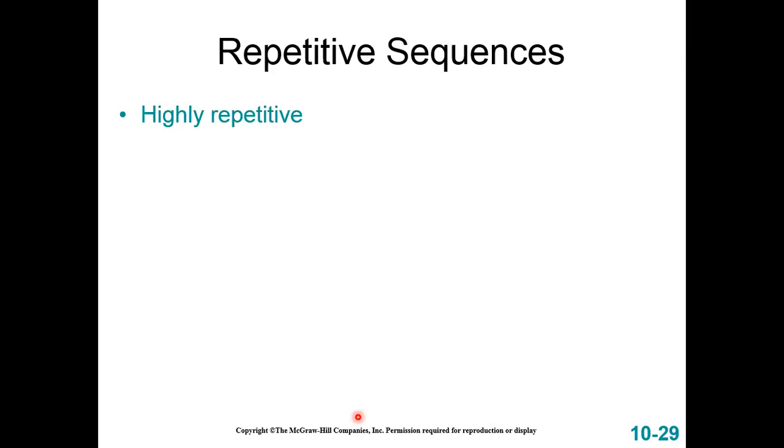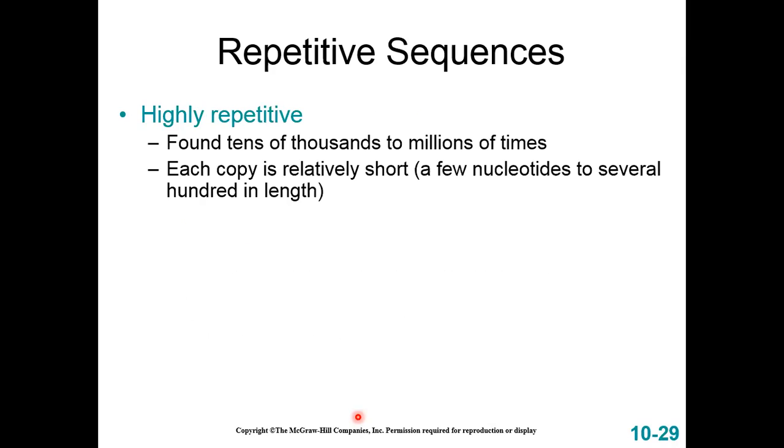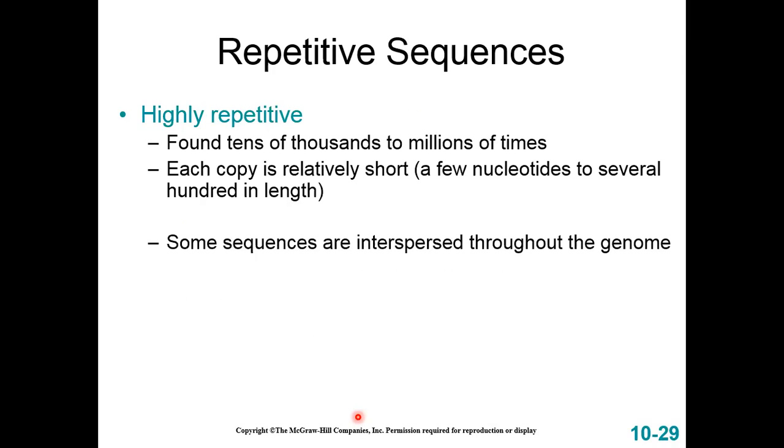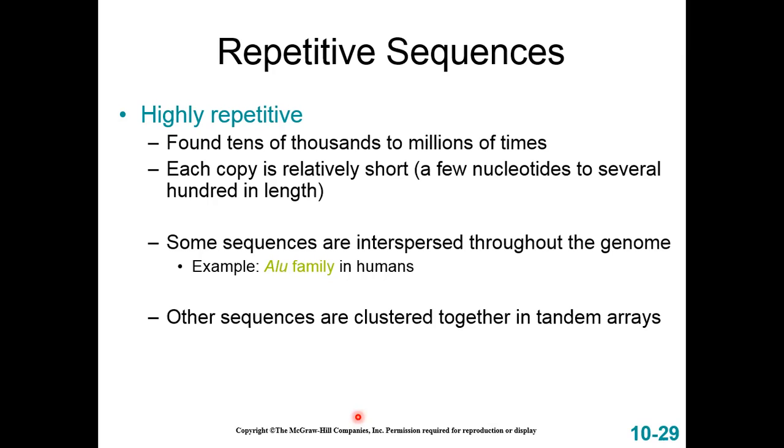Now, the last one is the highly repetitive sequences. They repeat tens of thousands to millions of times in the genome. Each copy is relatively short, and some sequences are interspersed throughout the genome, for example the Alu family in humans. Other sequences are clustered together in tandem arrays, for example AATAT and AATATAT sequences in Drosophila.